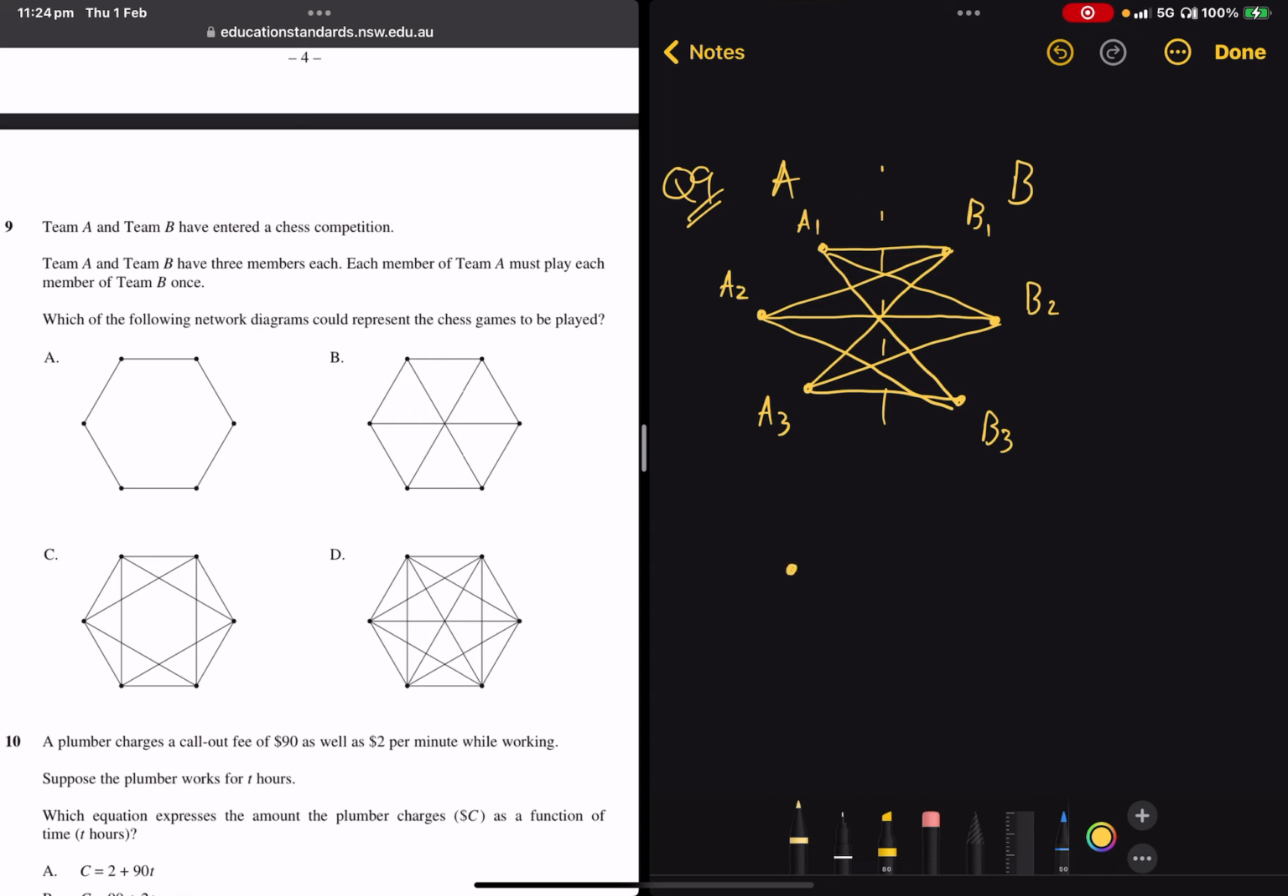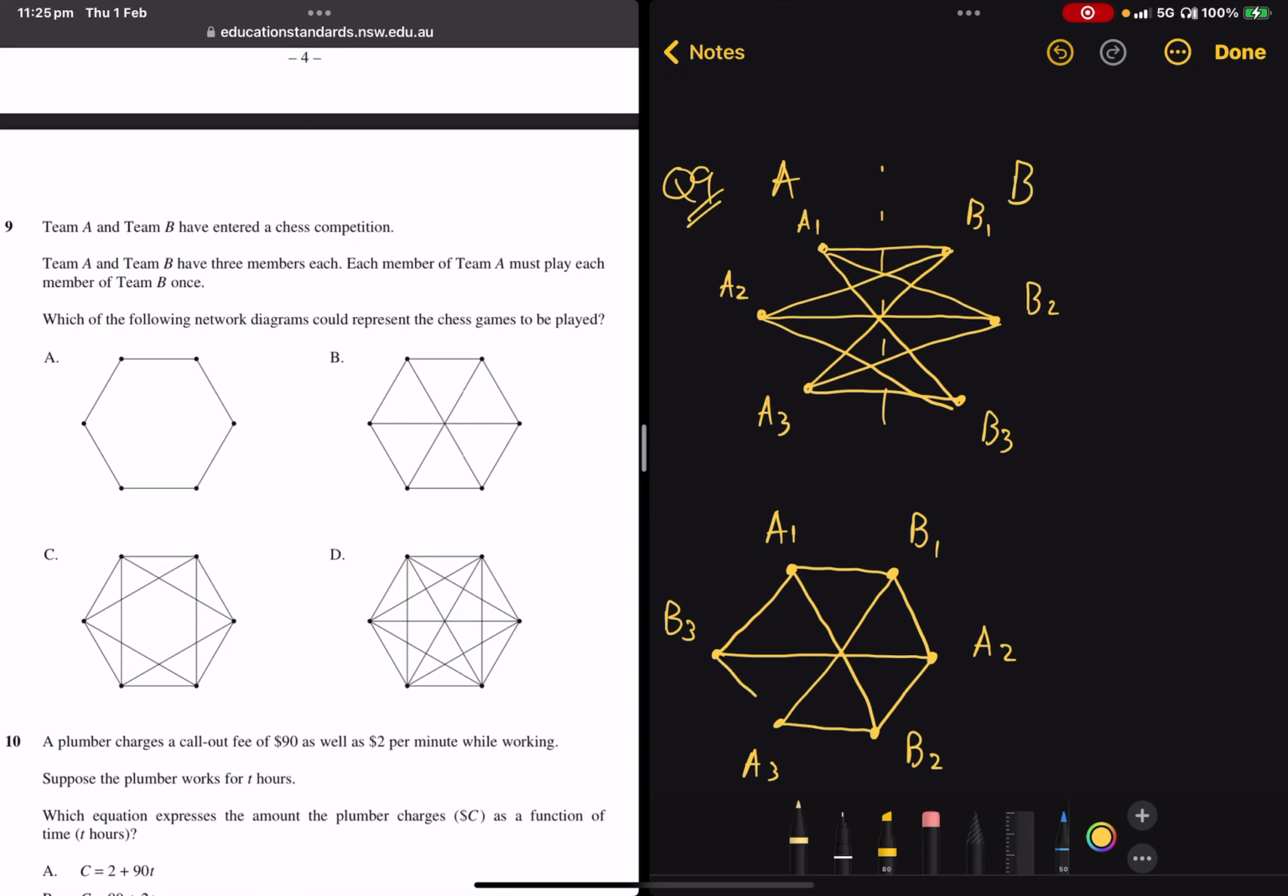We could say A1 is over here, B1 is next to them, A2 is over here, B2 is next to them, A3 is over here, and B3 is next to them. So this means A1 must play B1, B2, and B3. A2 must play B1, B2, and B3, and A3 must play B1, B2, and B3. And this is actually answer B from this question. And this is the answer we're after.